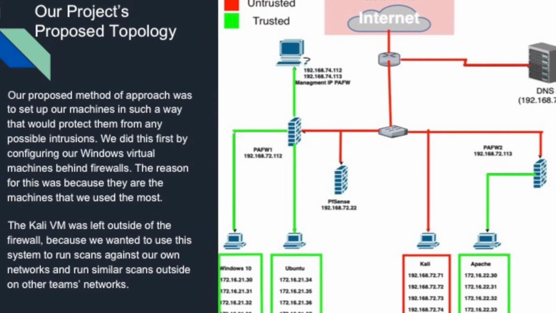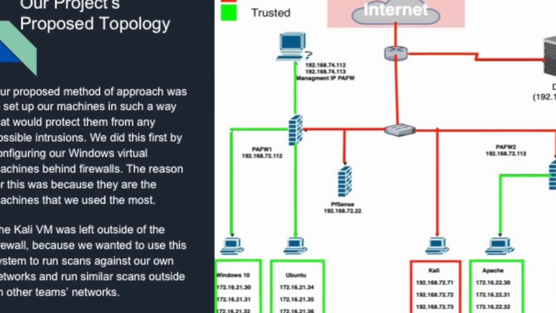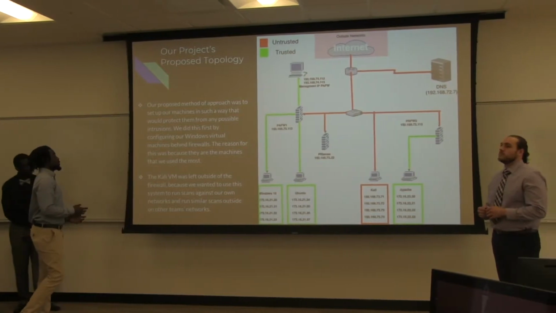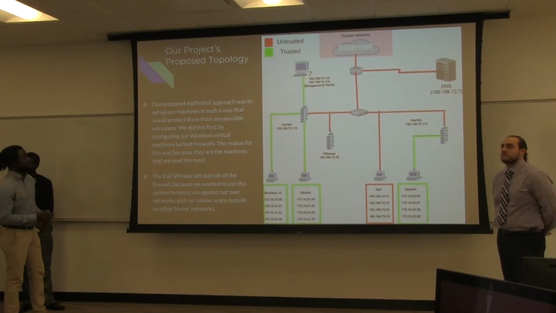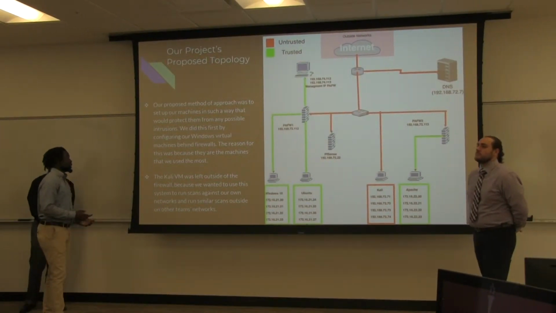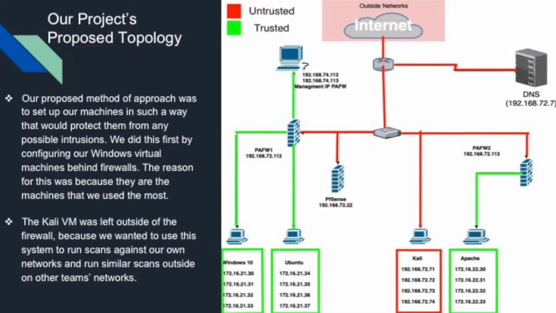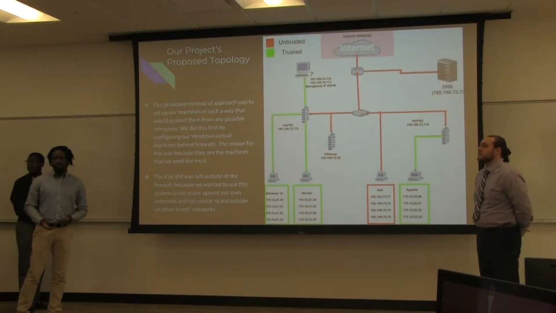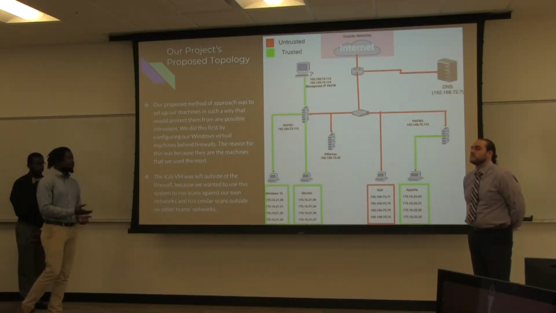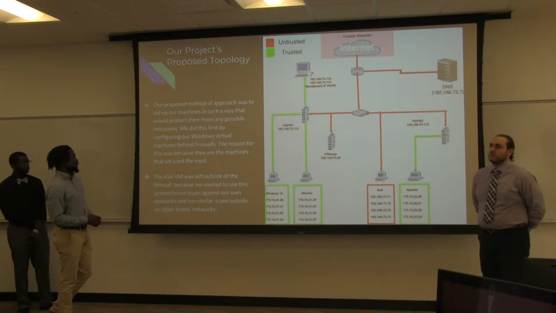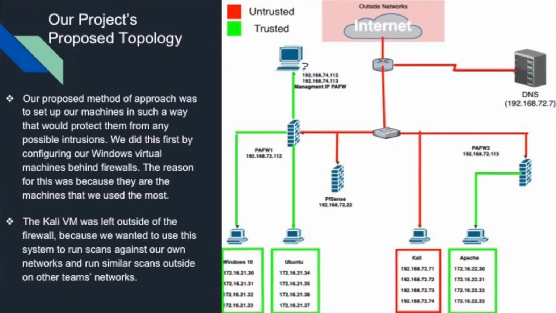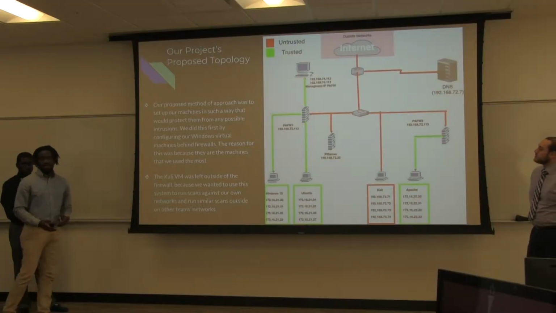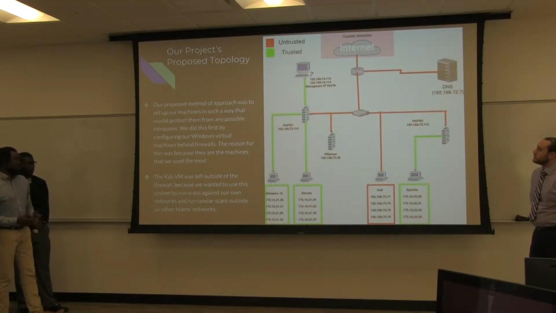For the proposed topology that we wanted to begin with, our method of approach was to set up our machines in such a way that would protect them from any possible intrusions. We did this first by configuring our Windows virtual machines behind firewalls, because we figured this is what we use the most in class, so it would be what other teams would try to attack first. We decided to leave our Kali machine outside of the firewall because we wanted to use this system to run scans against other teams and try to hack their networks.